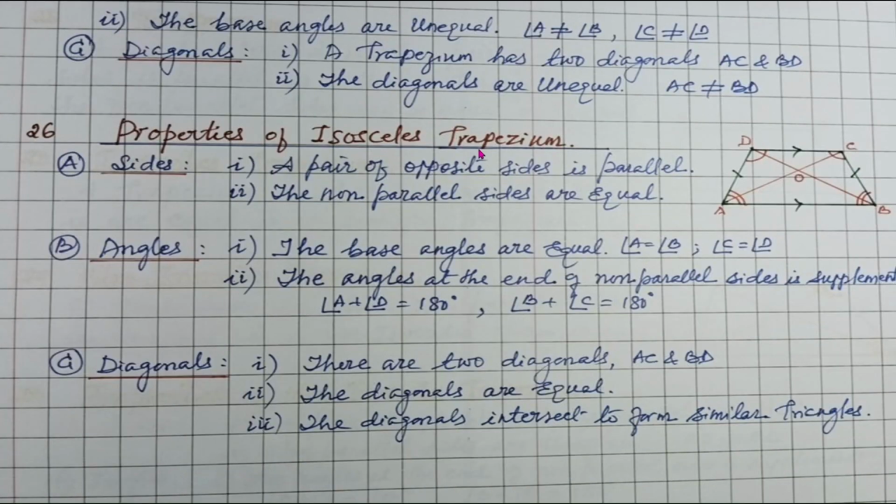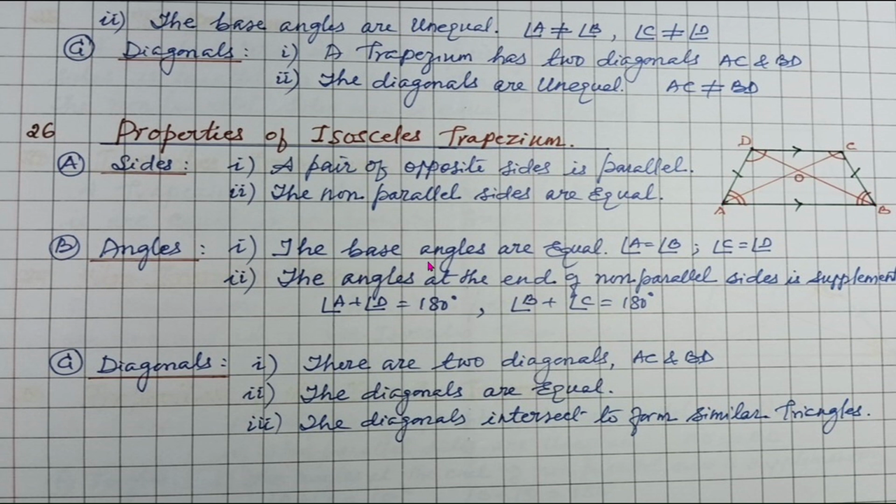Now coming to the properties of isosceles trapezium: a trapezium in which a pair of opposite sides are parallel and the non-parallel sides are equal is an isosceles trapezium. So we have AB parallel to DC and AD equal to BC in an isosceles trapezium. In terms of sides, a pair of opposite sides is parallel, that means AB is parallel to DC, and the non-parallel sides are equal, that means AD is equal to BC.